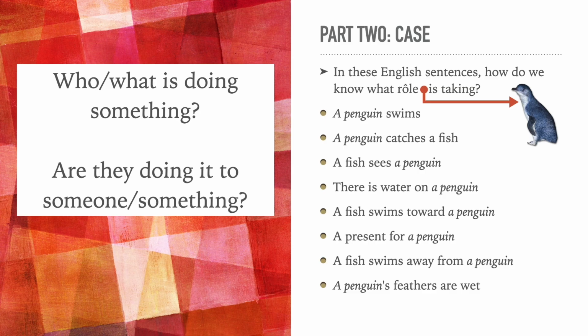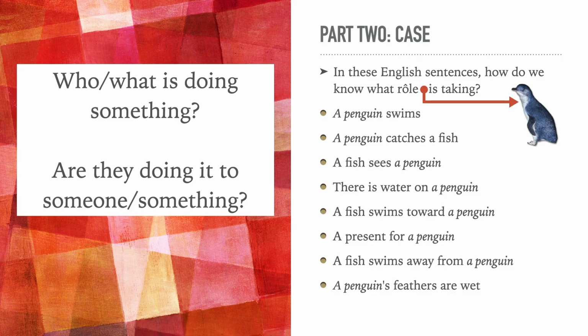In these English sentences, how do we know what role this cute little critter is performing? Or what role are they taking in the sentence? A penguin swims. A penguin catches a fish. A fish sees a penguin. There is water on a penguin. A fish swims toward a penguin. A present for a penguin. A fish swims away from a penguin. And a penguin's feathers are wet.